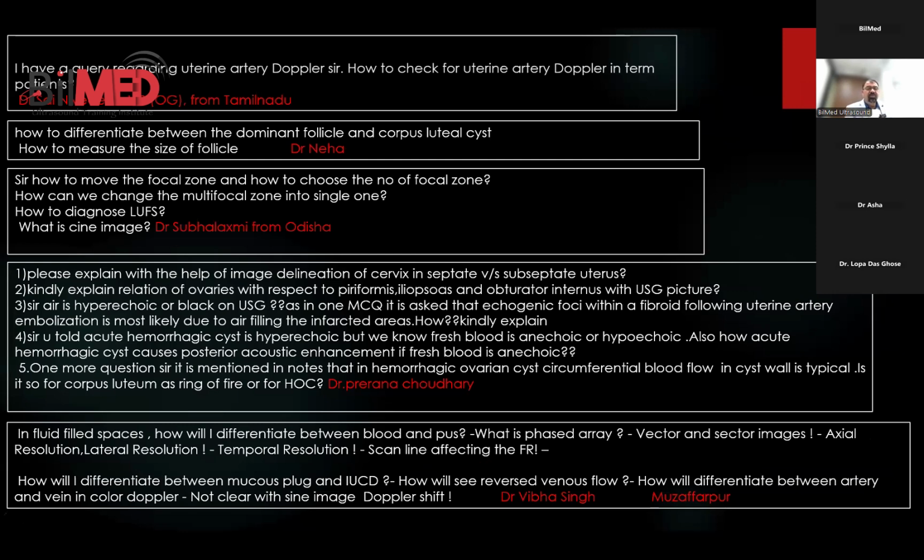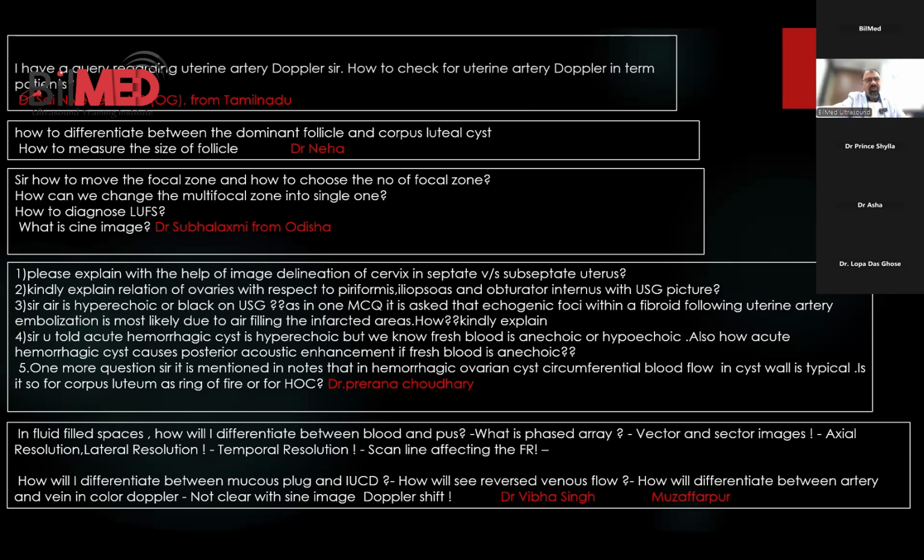The first question from Dr. Sai Nivedra from Tamil Nadu is that these are copy-pasted questions. What I mean by copy-pasted questions, that as we copied and just pasted it over here, so the language is original. I have a query regarding uterine artery, sir. How to check the uterine artery in term patients? It means that how we have to check for the uterine artery in a term pregnancy.